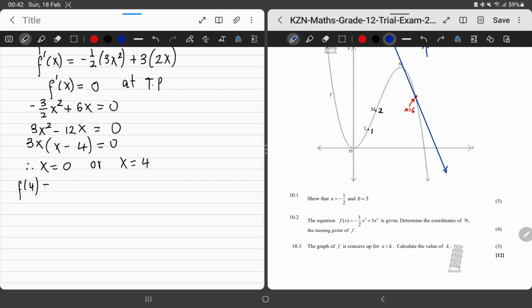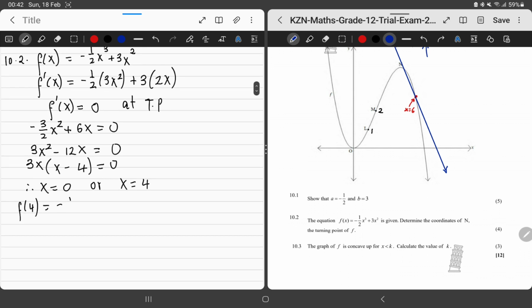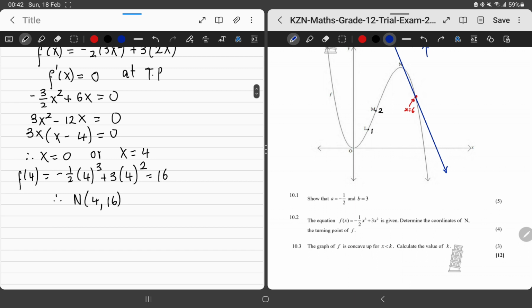f at 4 should be equal to negative 1 over 2 times 4 cubed plus 3 times 4 squared. I'm getting 16. So the coordinates of N are (4, 16).